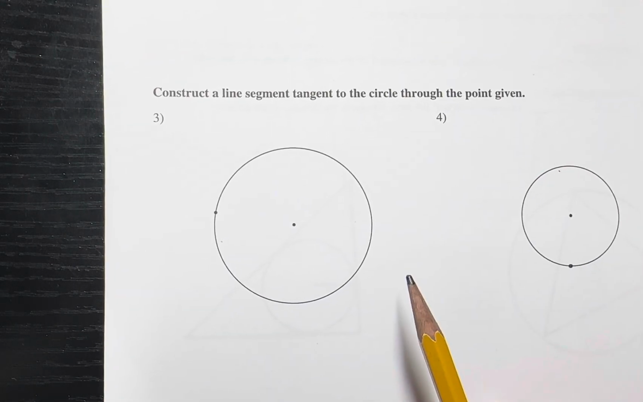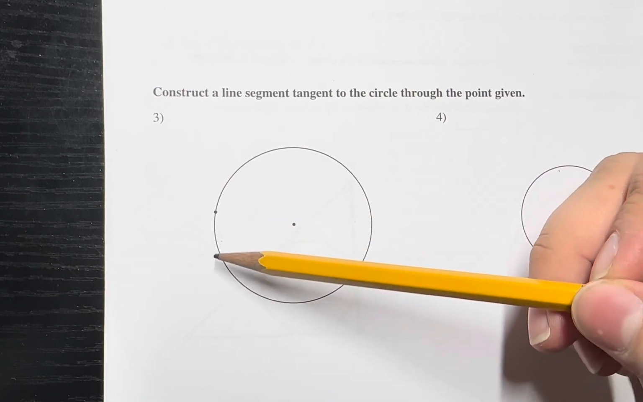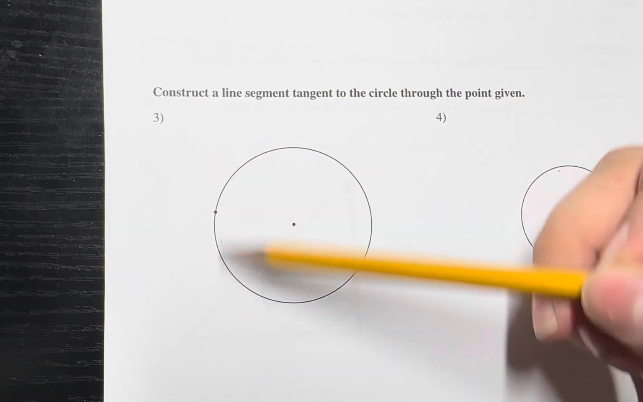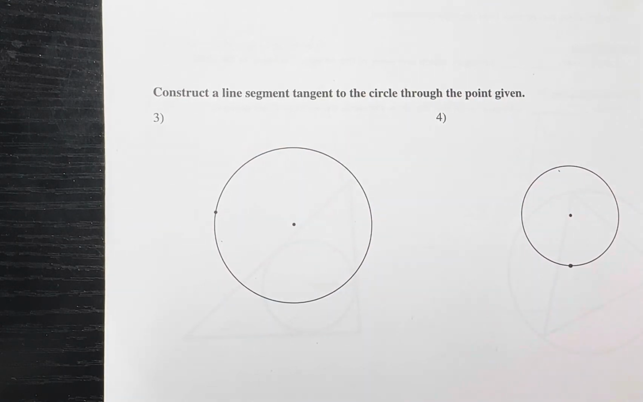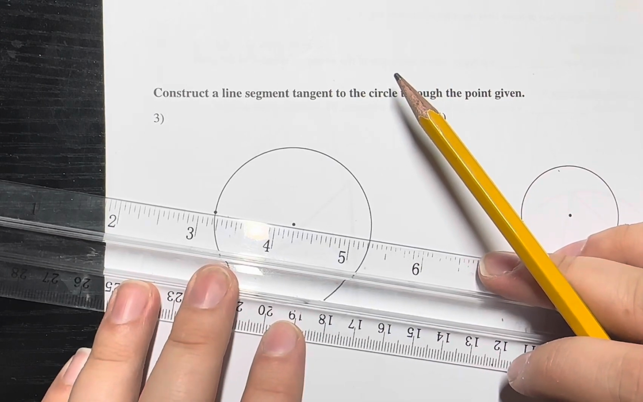It says construct the line segment tangent to the circle through the given point. Okay, so tangent means that it's only touching once, so we need a line that comes through at this point right here and only touches once. Our first step is to connect these points.